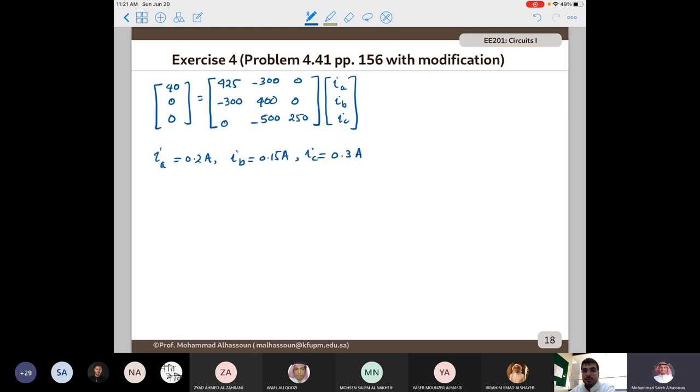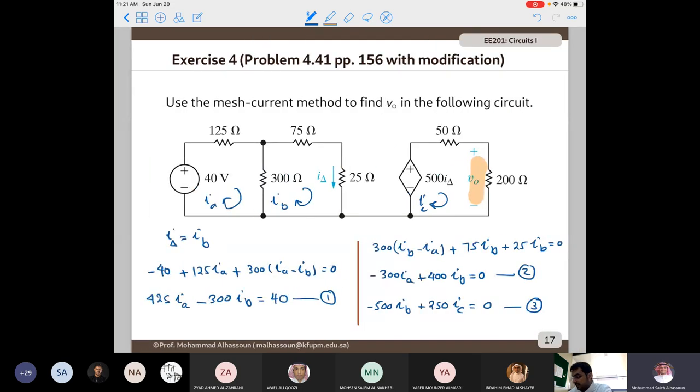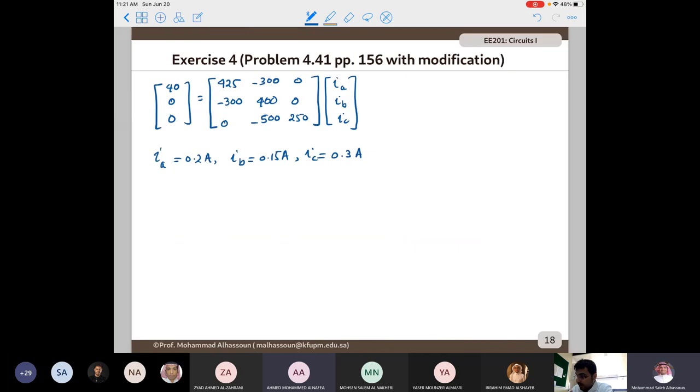Now I found the values IA, IB, and IC. Ahmed, I'm asked to find V naught. So what is V naught? V naught is 200 ohms over IC. No, times, because you want the voltage. So V naught will be 200 multiplied by IC, which is 200 multiplied by 0.3, equals 60.